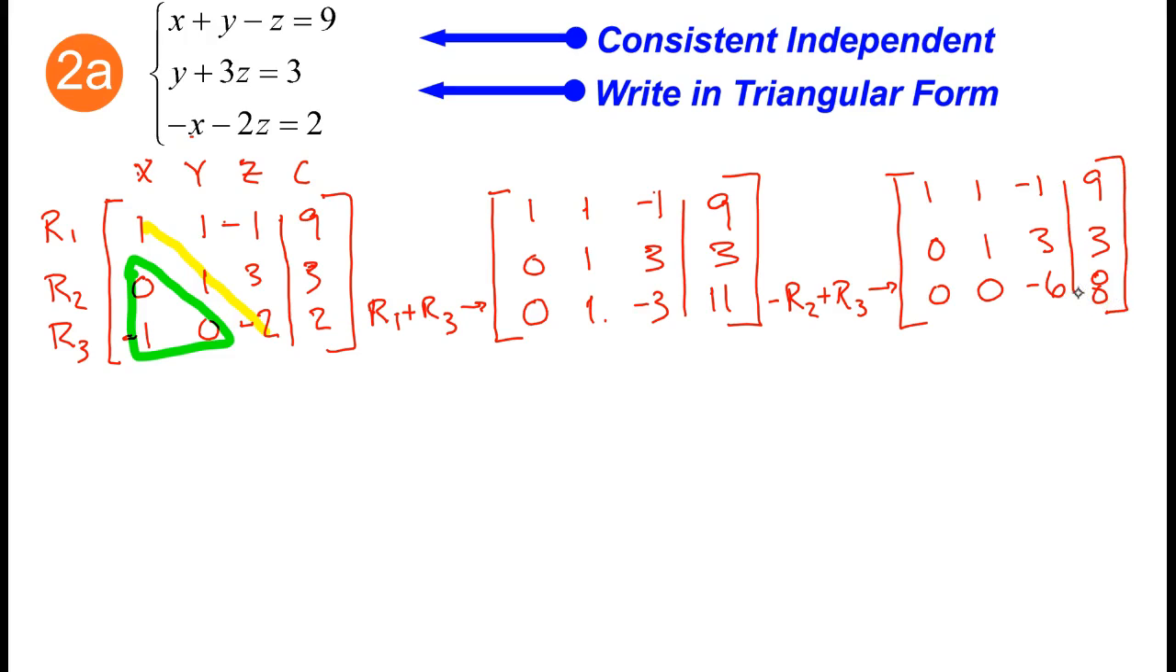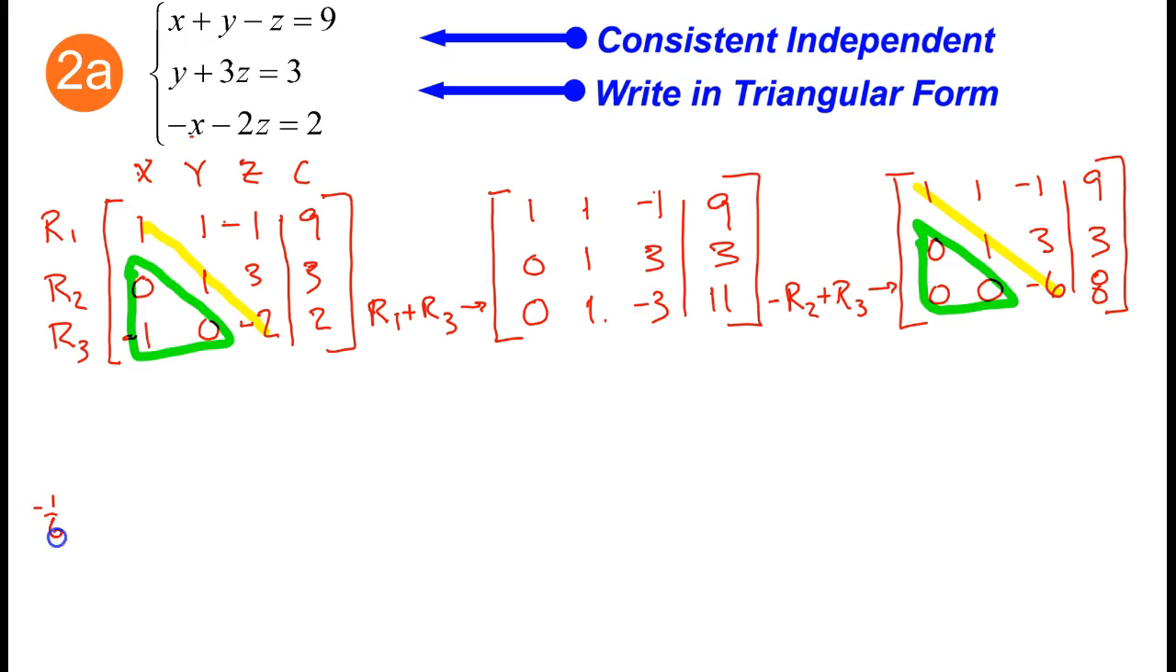Okay, so where am I at now? Our goal is to get 1s down this diagonal and 0s in the corner. Well, I got the 0s in the corner part. Now I just need to work on a 1 in this row right here. In order to get a 1 in this position right here, what I need to do is multiply row 3 by negative 1/6.